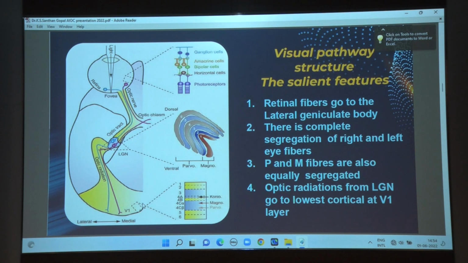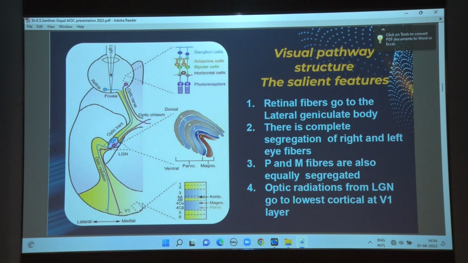Now, the V1 area is the lowest level of the occipital cortex. If you look at the occipital cortex, you see there are six layers, 1, 2, 3, 4, 5, 6, very simple to remember. But if you look again more carefully, you realize that layer 4 has 4A, 4B, 4C. And layer 4C again has 4C alpha and 4C beta. Now, what is the function of all those layers? So many layers and so many variations are there. I'll tell you in a few seconds.